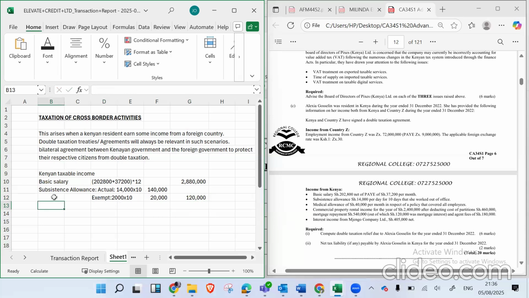Medical allowance. It's not a medical cover. So this is an allowance. Allowances are fully taxed. So 40,000 per month. So that is 40,000 times 12.